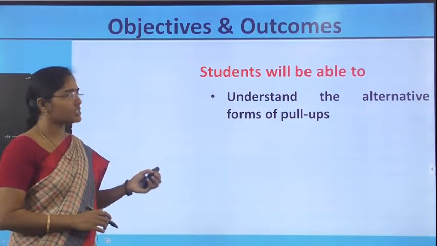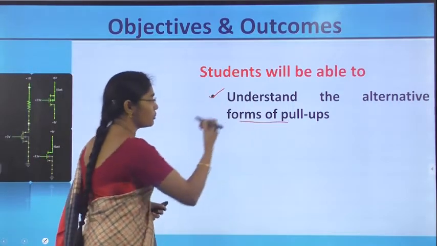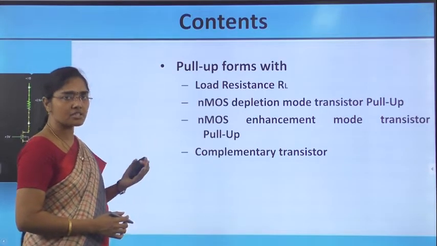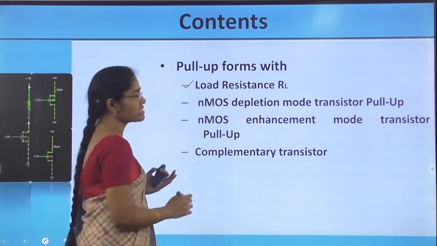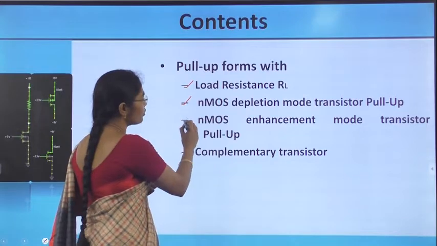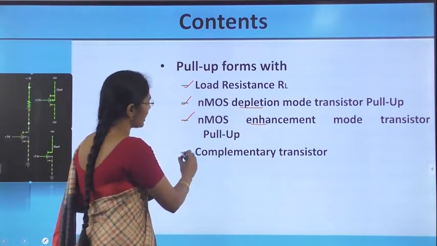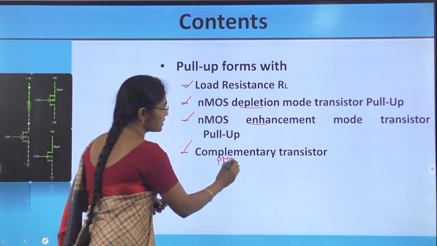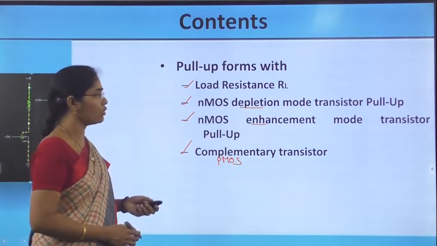So, in this lecture you are going to understand the alternative forms of pull-ups. The contents are: pull-up forms with load resistance RL, with NMOS transistors of both enhancement and depletion types as load devices, and PMOS transistor as the load device because it is acting as a complementary transistor for the load.